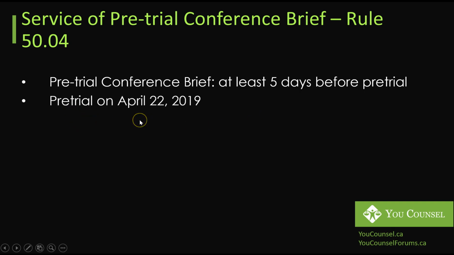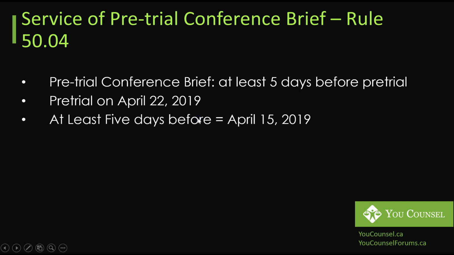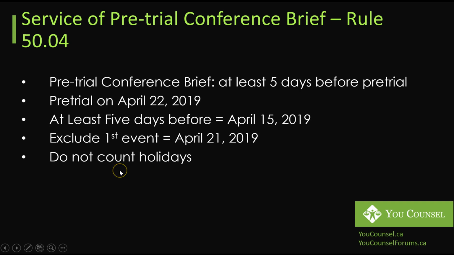Let's say the pretrial was scheduled for April 22nd, 2019, and you have to serve it 5 days before April 22nd, 2019, and I've calculated this to be April 15th, 2019. And how did we do that? We excluded the first event, which was April 22nd, 2019. This is a typo. This should be April 22nd, 2019. And then we do not count the holidays. And therefore, when we include the second event, the actual at least 5 days fall on April 15, 2019.